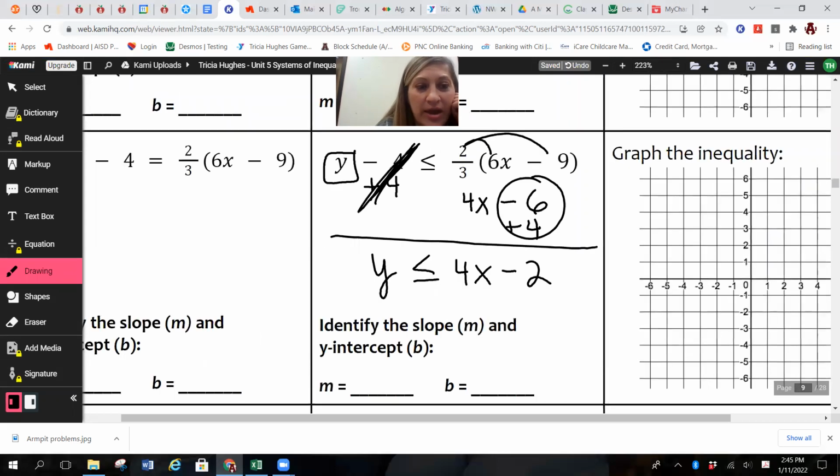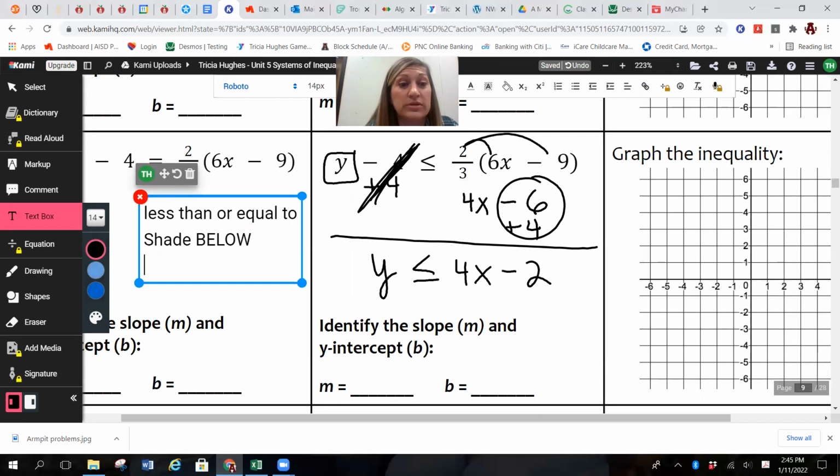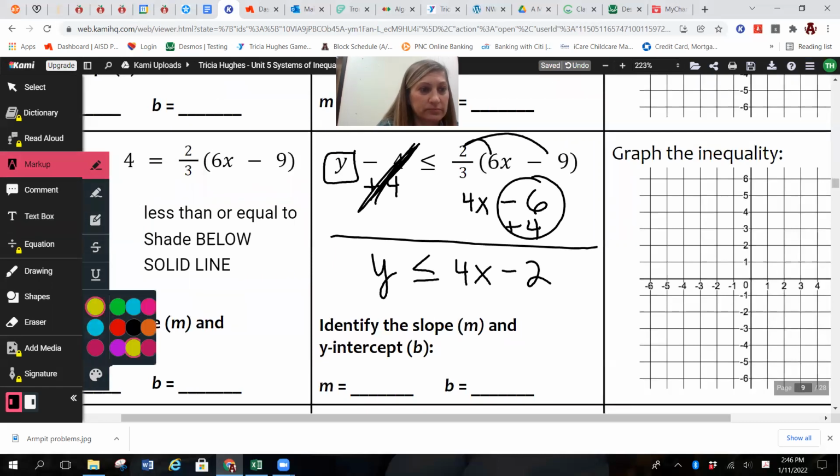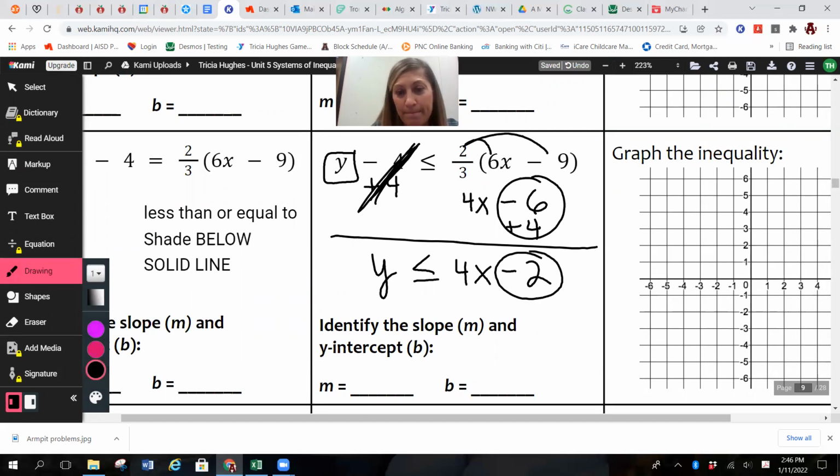Less than or equal to is the inequality that I'm using. A less than sign means shade below, and an equal to means a solid line. Now I have my b is -2. My m is 4, but I want the m to be a fraction, so 4/1. I'm going to go up 4 and over 1 and land right here.